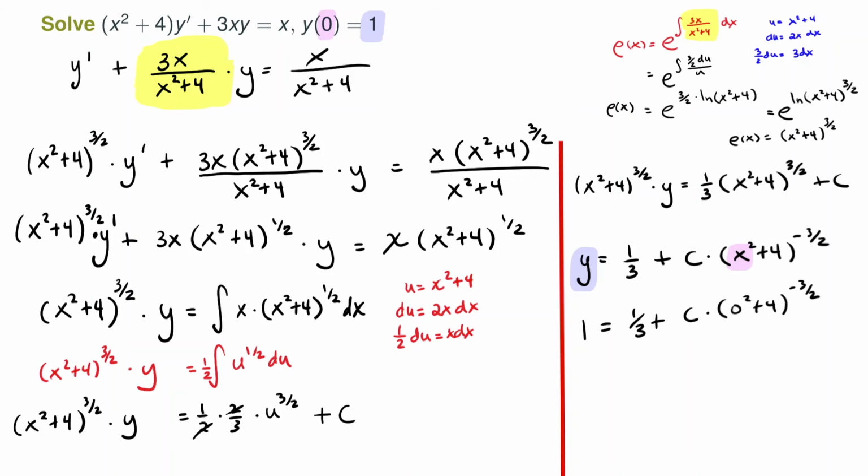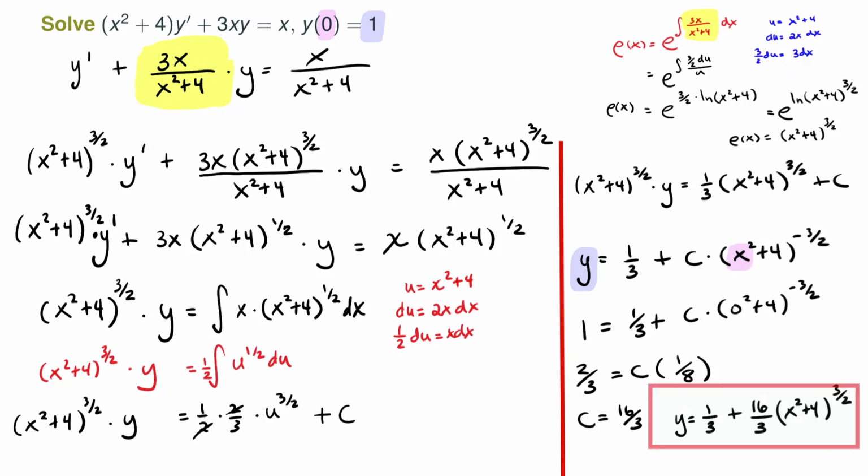So 4 to the negative 3/2 power, we know the square root of 4 is 2, cubed is 8, but to the negative power would be 1/8. So subtracting the 1/3 as well, we get 2/3 equals c times 1/8. Multiplying both sides by 8, c becomes 16/3, and our final equation would be... And one typo or one error as I copied it down, there does need to be a negative in our exponent, as we saw. That error needs to be corrected.